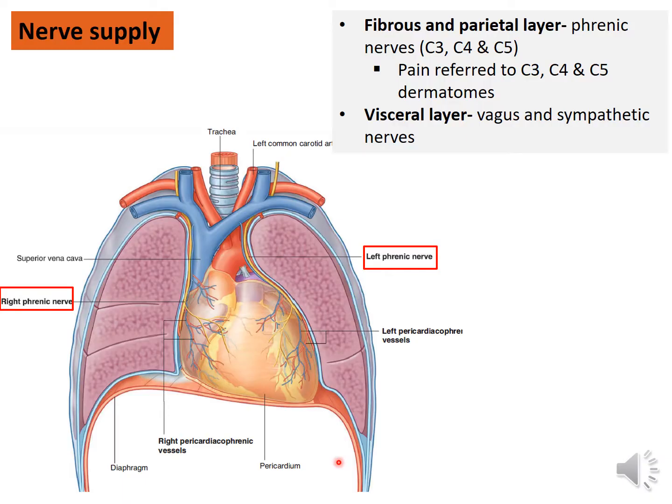The nerve supply: the fibrous pericardium and parietal layer of serous pericardium are supplied by the phrenic nerve, which has the root value C3, C4 and C5, due to which the pain is referred to the C3, C4 and C5 dermatomes. Whereas the visceral layer is supplied by the autonomic nerves, which are contributed by the vagus nerve and sympathetic nerves.